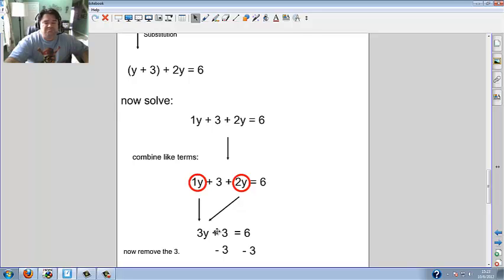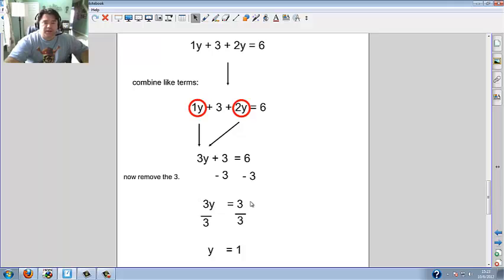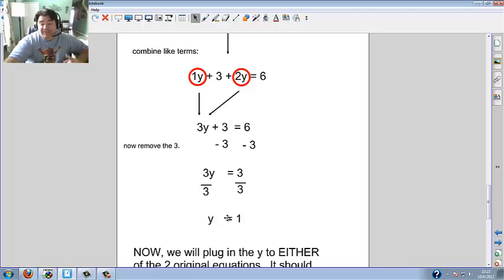Now instead of plus 3, I'm going to minus 3. Minus 3 on one side, you minus it on the other. 3y equals 3, and then divide both sides by 3. Y now equals 1.